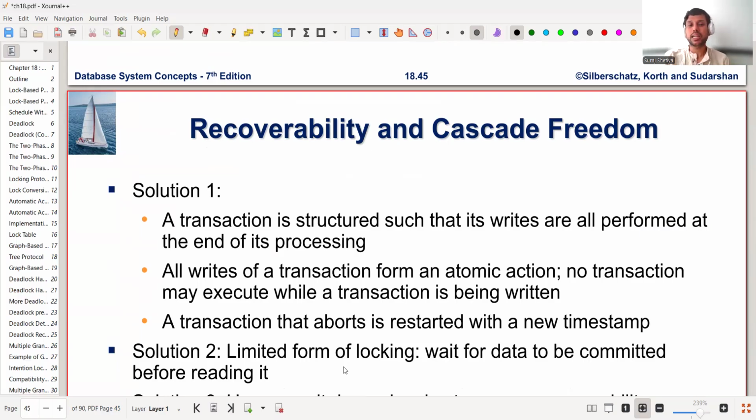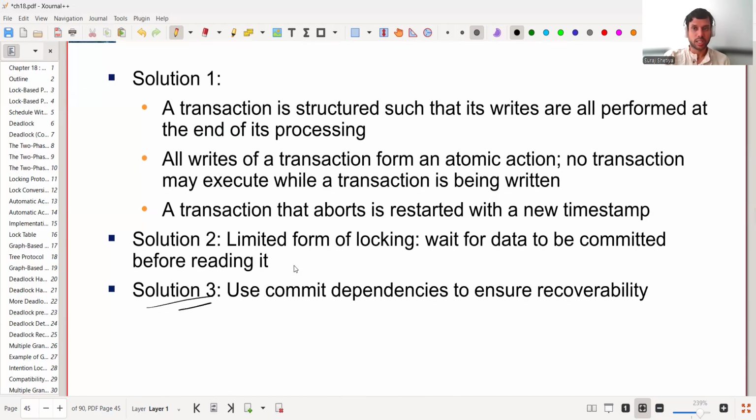The other idea is that if you're trying to write something, you make sure that it is atomic, right? You write the whole thing, and no other transaction is trying to read in the middle. So solution 1 and solution 2 are very similar in nature. One of them is using locks to implement what the other is recommending.